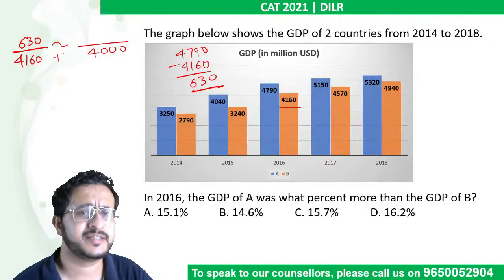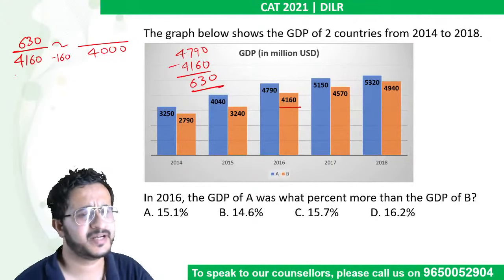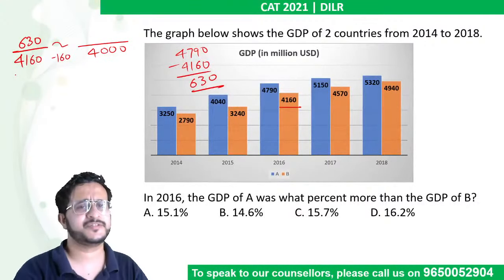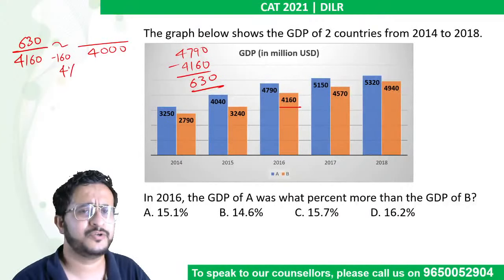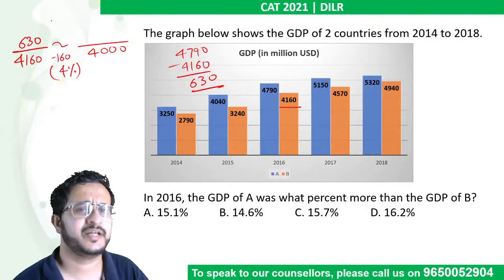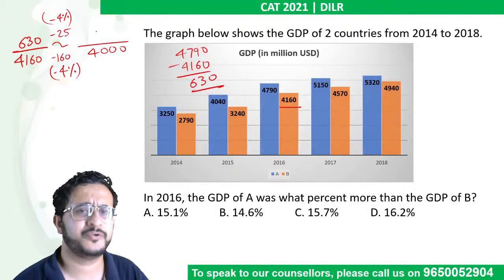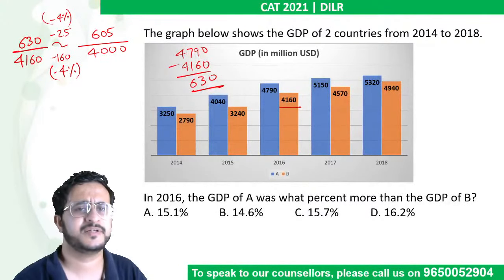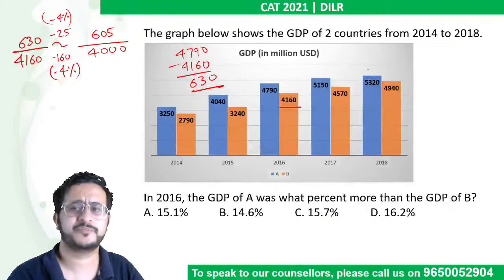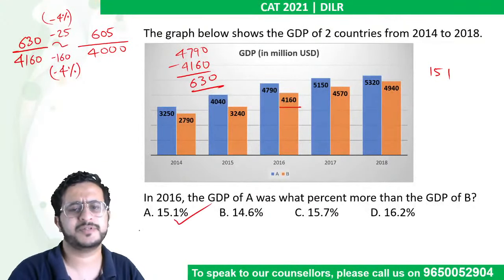So I say that it is 160 less, right? 1% is 40. It is 4%. See, you do not have to argue, no, this is 3.8. Just take it as 4%. Take 4% of this also. 4% of this, 1% is 6.3, so 25, right? So let's subtract 25. When you subtract 25, what do you get? You get 605. Divide 605 by 4. So 15 and then one more. So 15.1%.